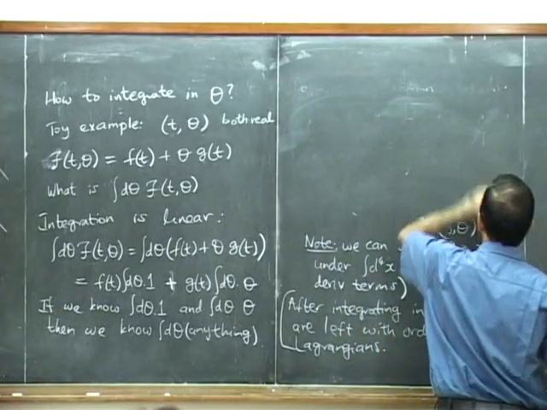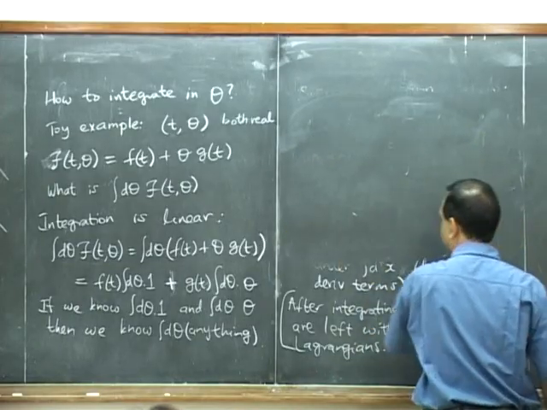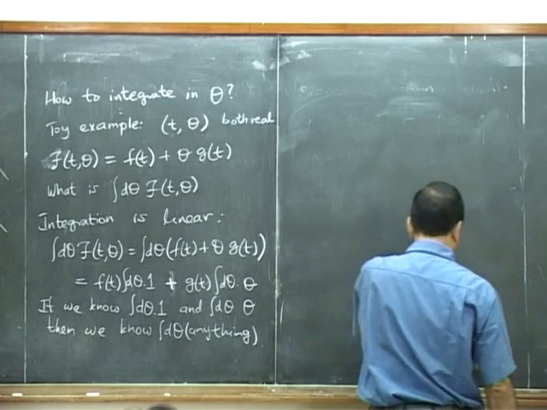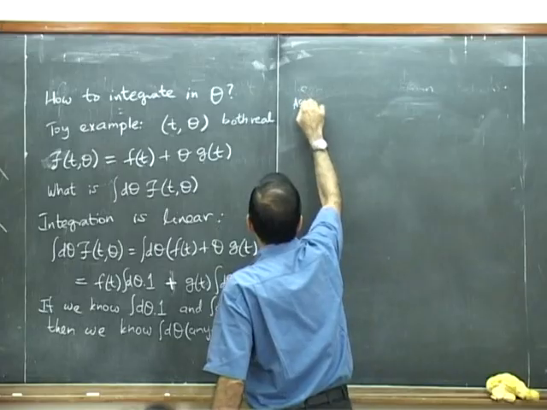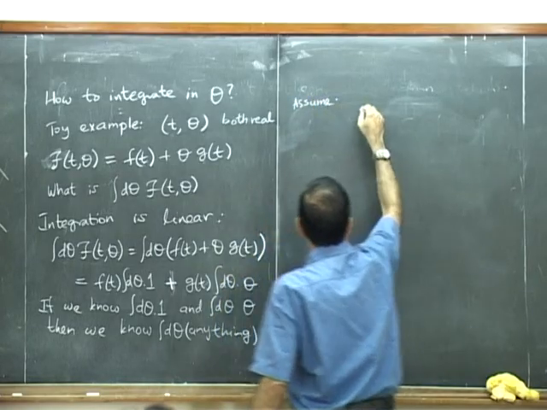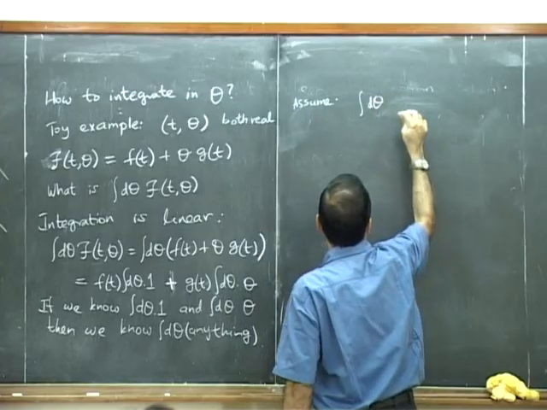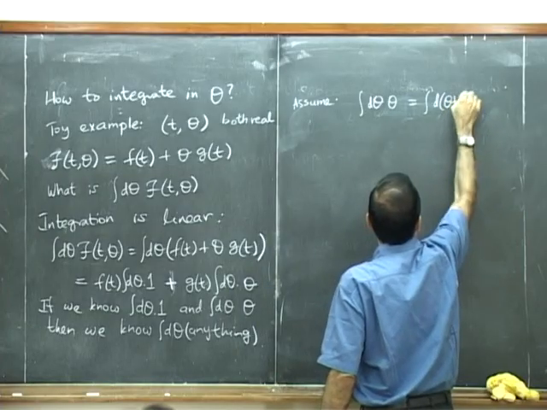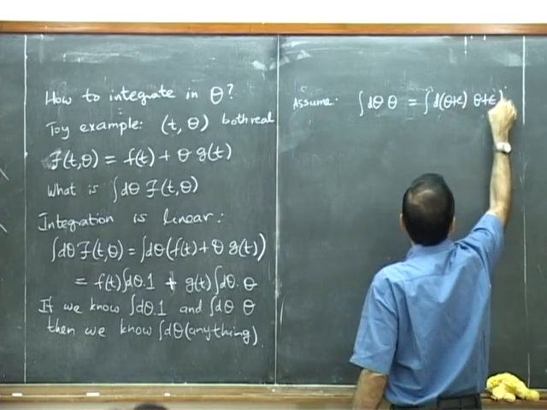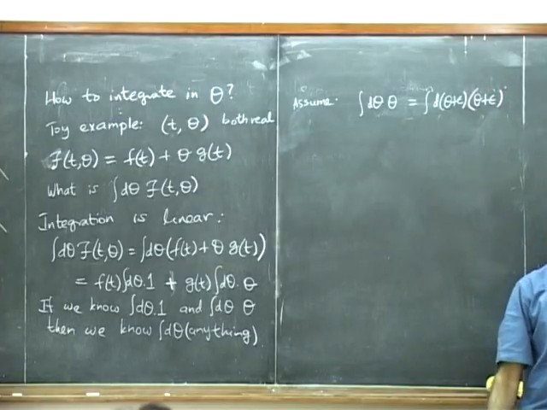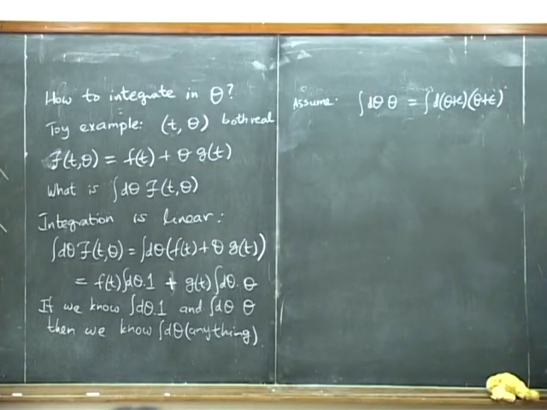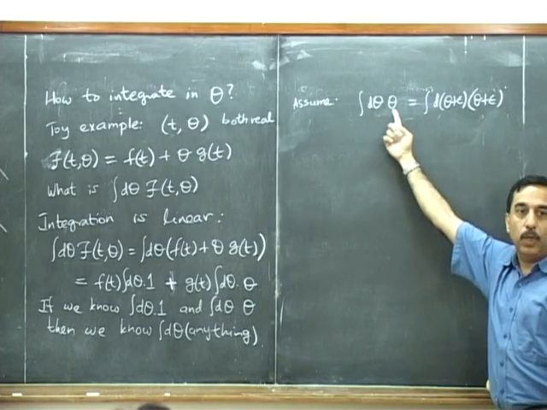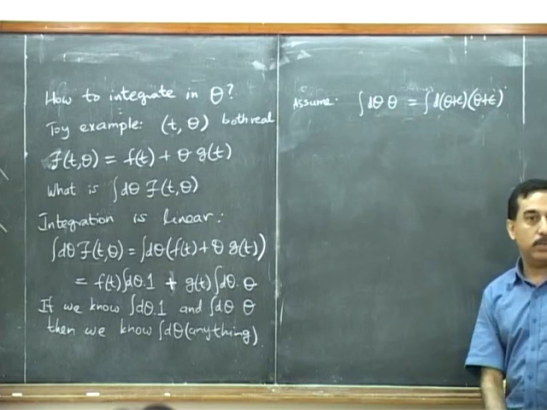The next property I am going to use is invariance under a shift. So we assume that integral d theta of theta is the same as integral d of theta plus epsilon of theta plus epsilon. Because here I have just taken a shifted way. First I have renamed this as theta prime, which I can do, and then I write theta prime as theta plus epsilon. So I have this.